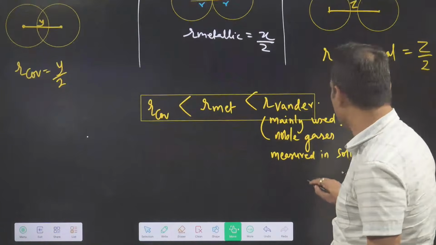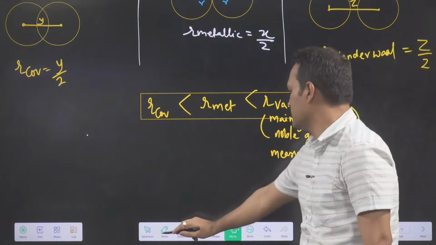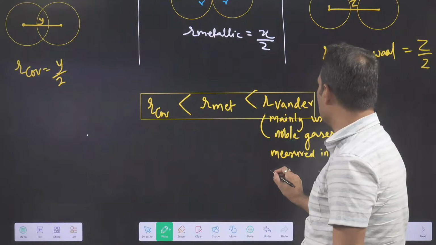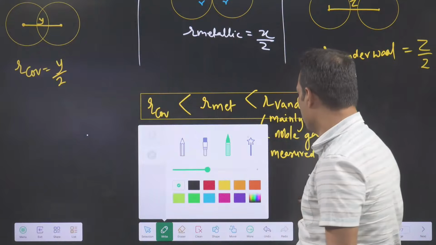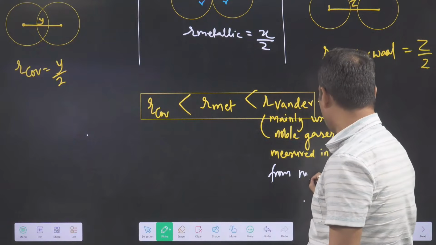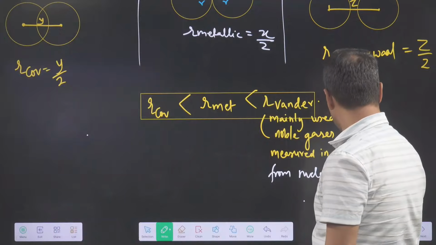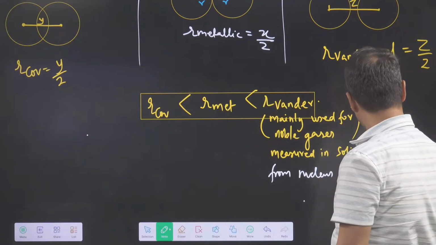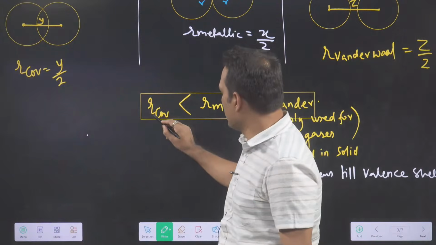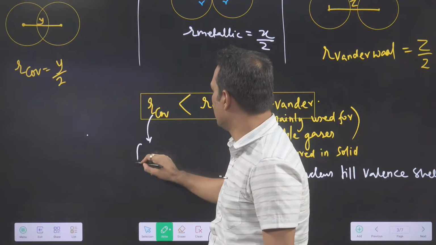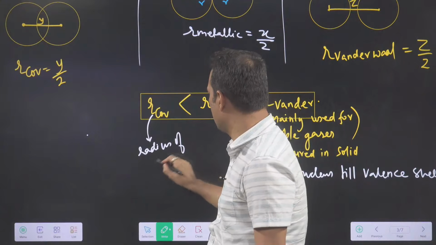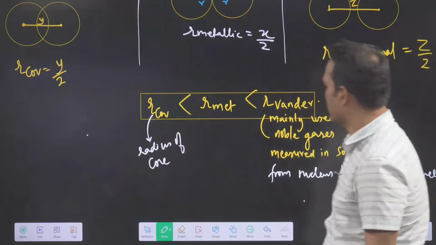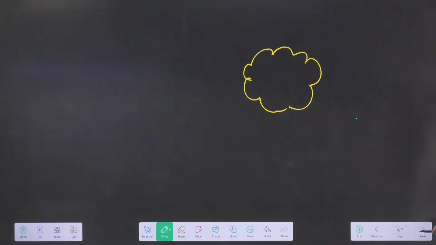So I have highlighted a few points: mainly used for noble gases, measured in solid, and you can also write here from where to where? From nucleus till valence shell. And here you can say this is the radius of core. Clear? Done. That's it. All the definitions I have shown you.